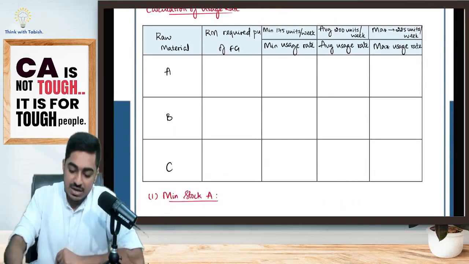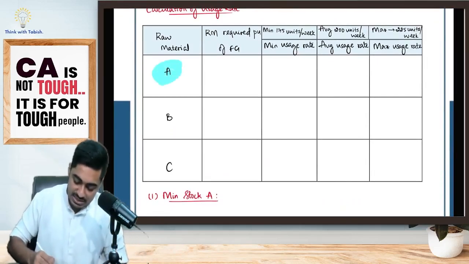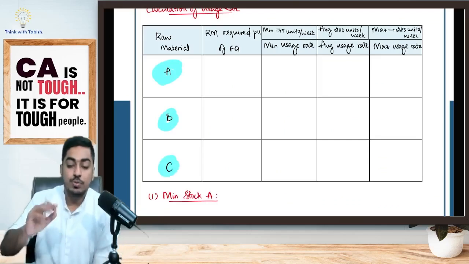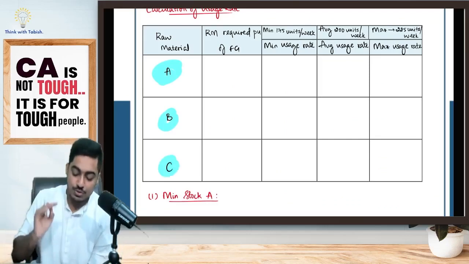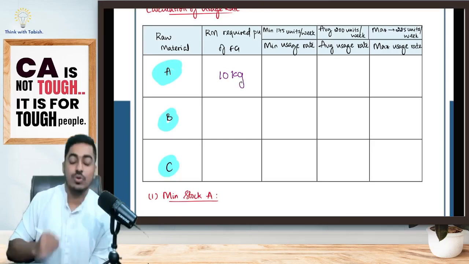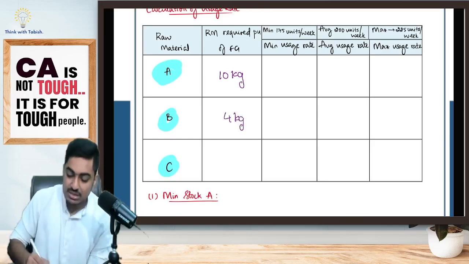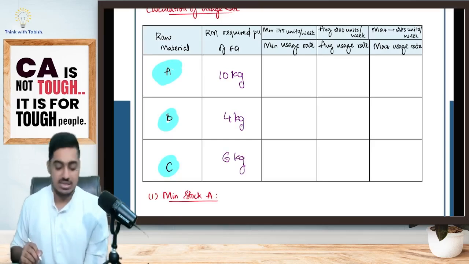Pay attention. I am having 3 raw materials. Which raw materials are there, sir? I am having A, B, C. To produce one finished goods, how much kg of A is needed? Sir, 10 kg A is needed. To produce one finished goods, how much B is needed? 4 kg B is needed. How much C is needed? 6 kg C is needed. Is this clear? Yes, sir, it is clear.